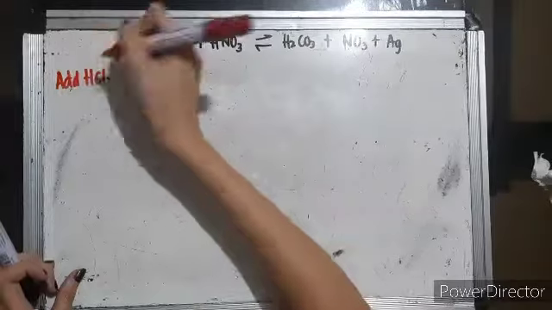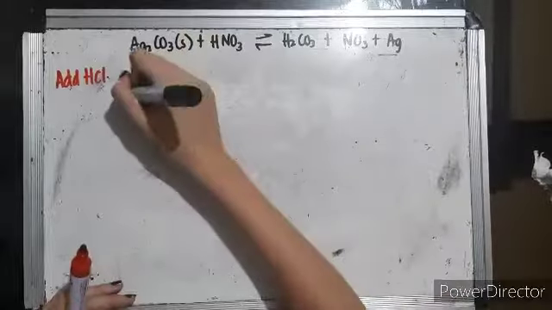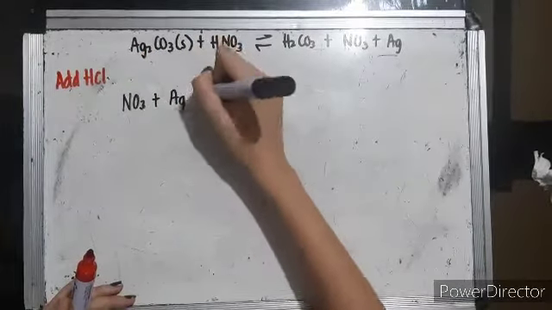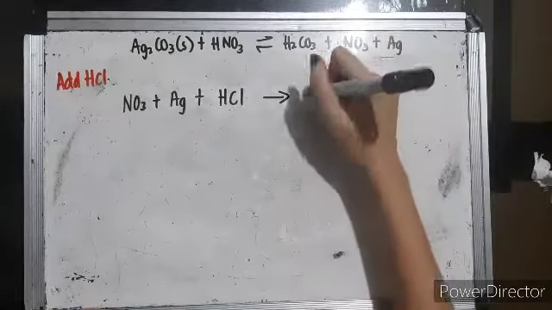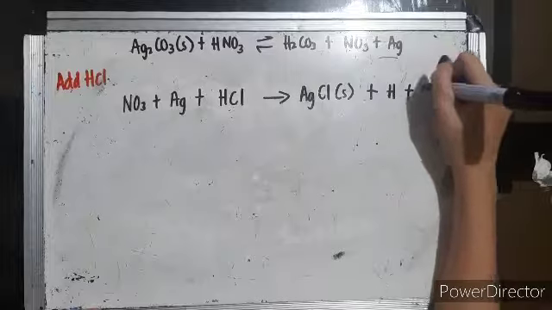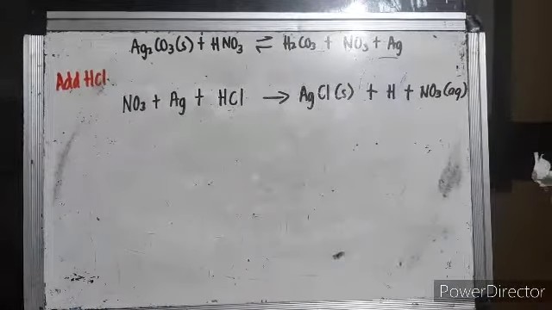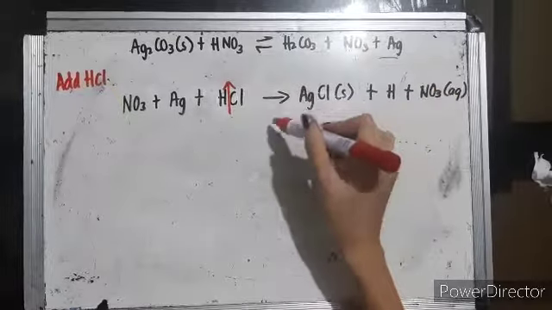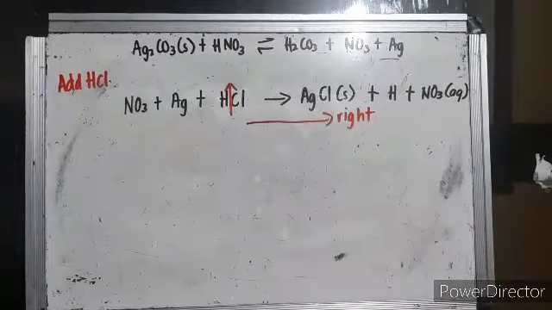So, next one is the addition of HCl. So, remember that meron kayong nitrate tsaka silver sa solution nyo. Magre-react si hydrochloric acid dun sa dalawang yon, forming now your precipitate, which is your silver chloride plus your hydrogen and your nitrate. Dahil increase in hydrochloric acid reactant side ang shift sa right.